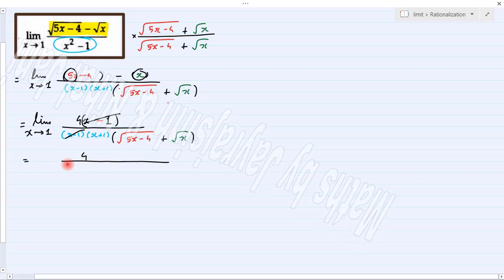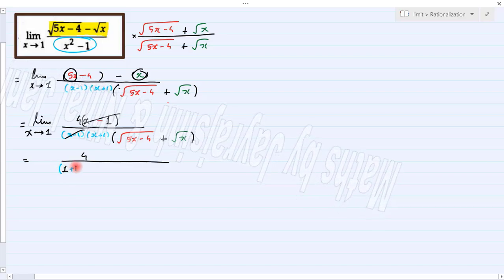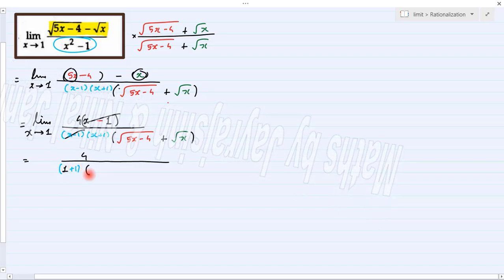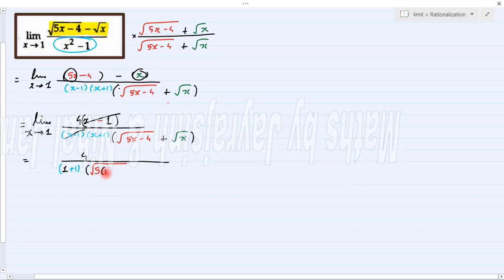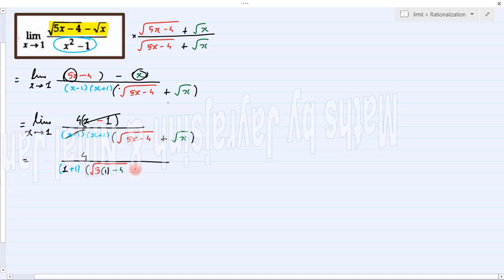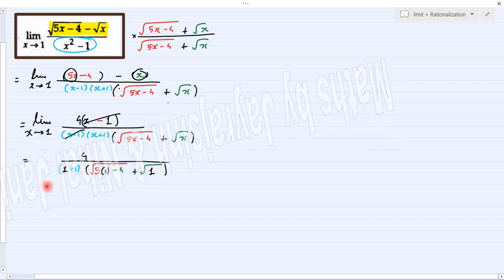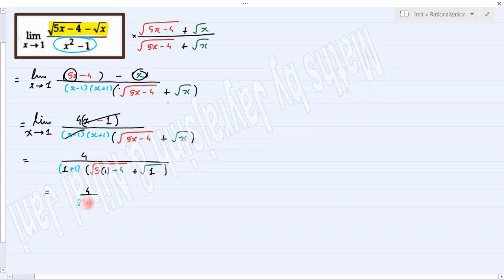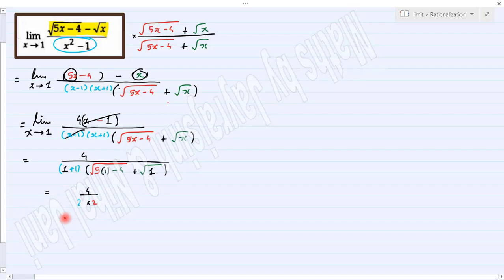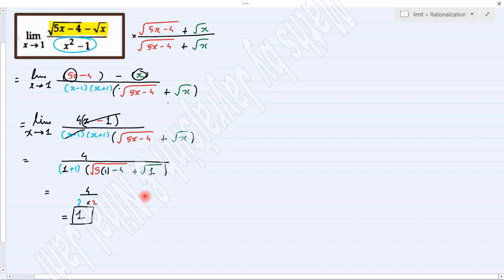So you will get 4 upon, instead of x minus 1 we will get 1 plus 1, and under root of 5x minus 4, or we can say 5 into 1 minus 4, plus under root of x will become under root of 1. So here we'll get 4 upon 2 into 2, or we can say 1 is your final answer.